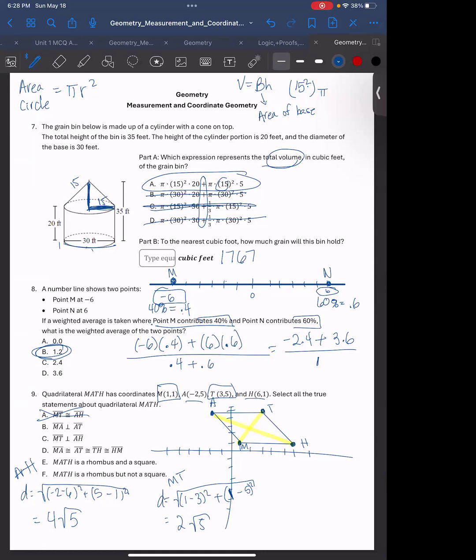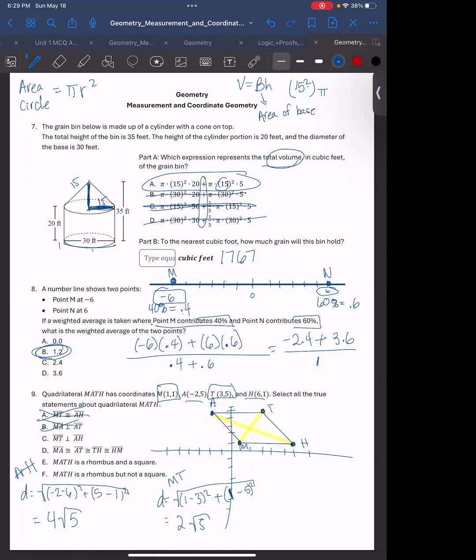Okay, now the next one says MA is perpendicular to AT. What do perpendicular lines do? They intersect and make 2 right angles. Perfect. Does that look like a right angle? No. Right? It doesn't look like a right angle. I'm skipping it for now.